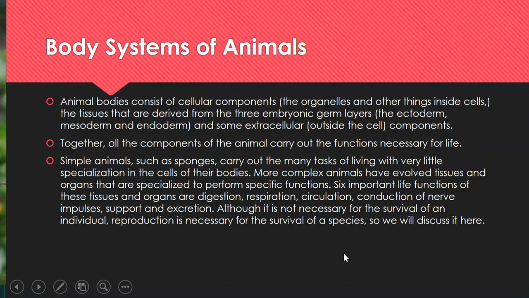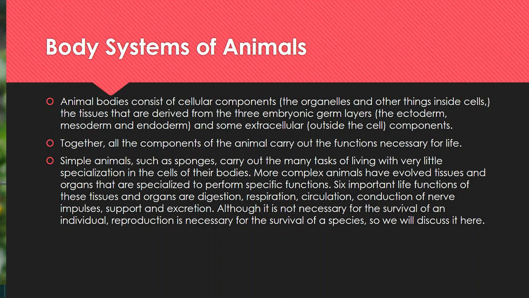Okay. Body systems of animals. Animal bodies consist of cellular components, the organelles and other things inside cells, the tissues that are derived from 3 embryonic germ layers, ecto, meso, and endo, and some extracellular outside the cell components. Together, all the components of the animal carry out the functions necessary for life.